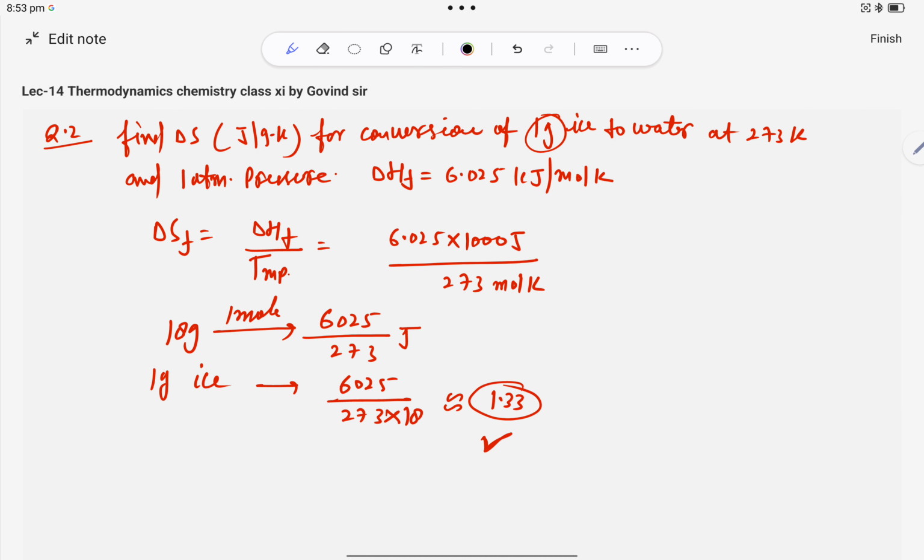So children, that is it for entropy. Now entropy is completely finished. In the next lecture we'll discuss Gibbs free energy, and one more lecture on the relation between equilibrium constant and Gibbs free energy. So almost 1 hour of topic is pending and it will be completed.